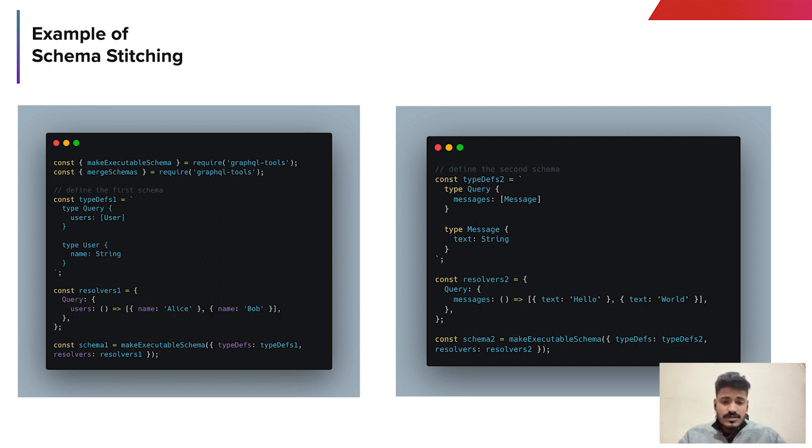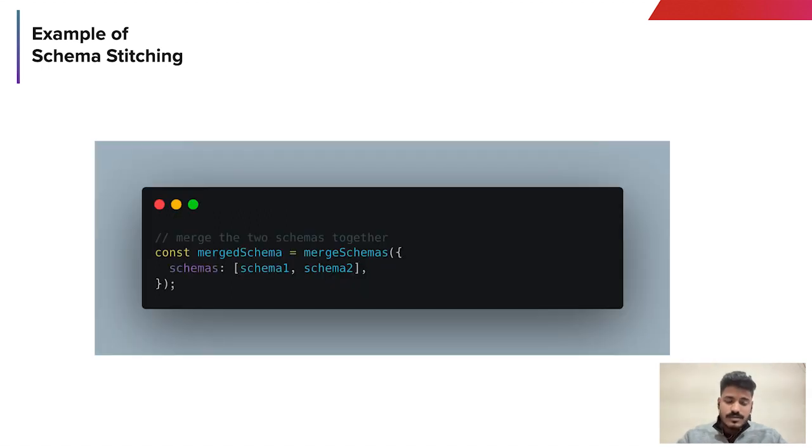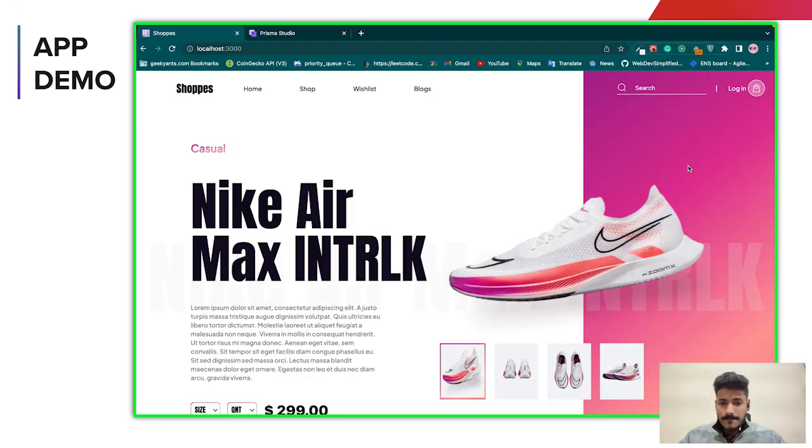And then the makeExecutableSchema function. This function comes from the GraphQL tools library, which is used to create an executable schema object from the GraphQL schema definition and a set of resolvers. Then this mergeSchemas function, which again comes from the GraphQL tools library, is used to merge multiple schemas.